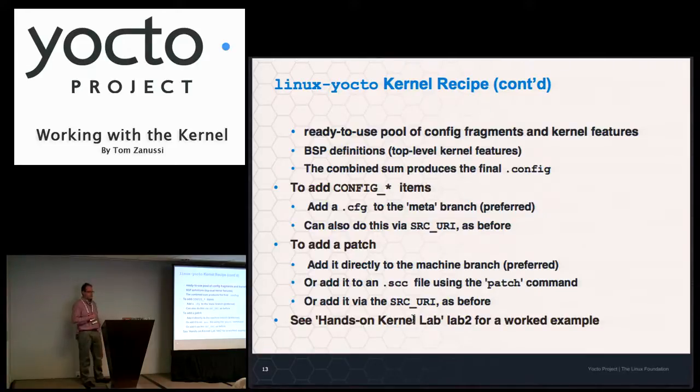Similar case with patches. If you're working with the repo directly, the most logical thing to do is, just like you would if you were developing a kernel on your own machine, to modify the code and check it into the kernel repo directly as a commit to the branch you're working on. Same thing here. The most logical thing to do would be to add it directly to the machine branch. But you don't have to. If you're more comfortable using a source URI as you do in other OpenEmbedded recipes, that's fine. That still works, and you can also add a patch to the machine branch from the meta branch using a patch command in the SCC file. But I won't talk any more about that right now.